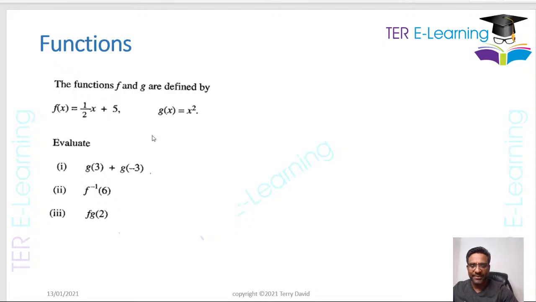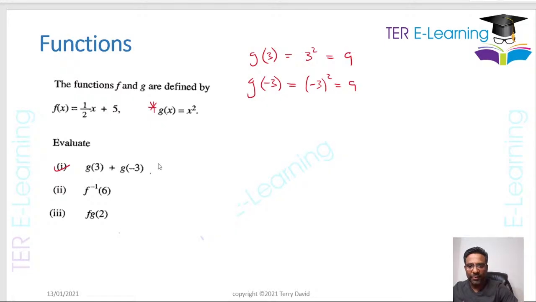We have two functions again, right? And they want us in part 1 to evaluate g of 3 plus g of minus 3. Now, we know what g is. g is this function here. So all we need to do in part 1, we need to find g of 3 first of all. So that is going to be 3 squared, and that's going to give me 9. Then we're going to find g of minus 3, which is going to be minus 3 squared, and that's going to give me 9, right?